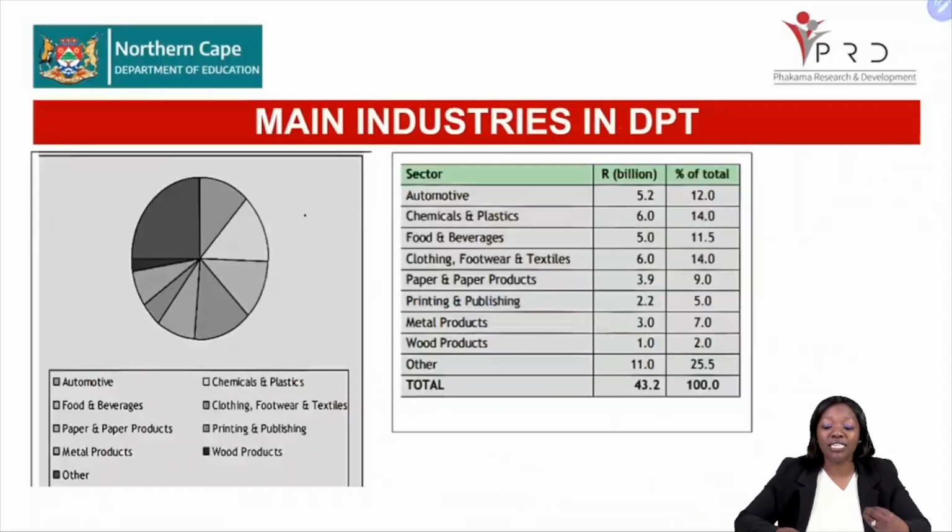Then we're looking at the main industries that you can find at Durban Pinetown. We're looking at your automotive, we're talking about the cars, the chemicals as well as the plastic. We're talking about food and beverages, your clothing and footwear as well as textile. Mostly it's from these regions. We're talking about the paper as well as paper products, the printing as well as the publishing, your metal products as well as your wool products. And there are other industries.